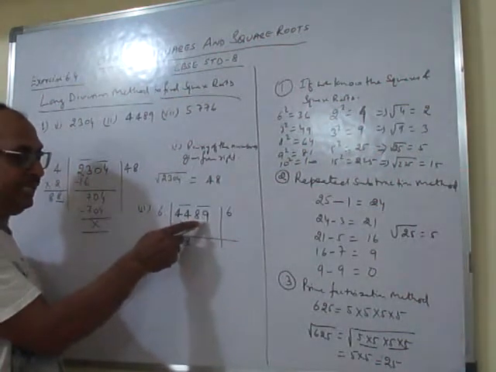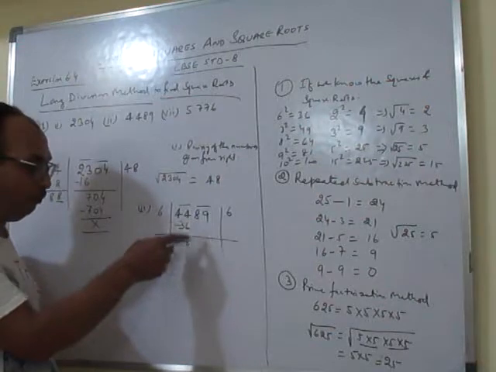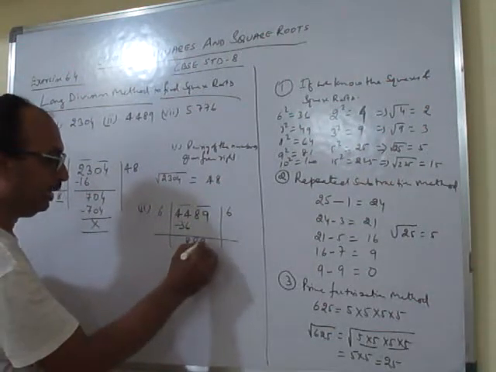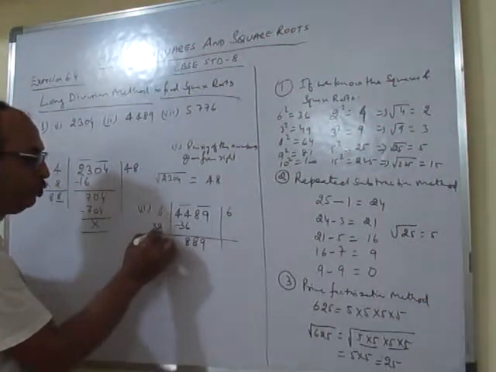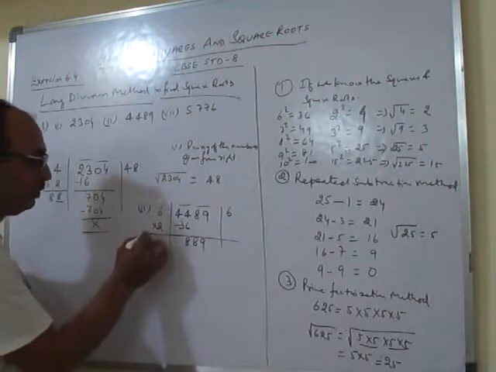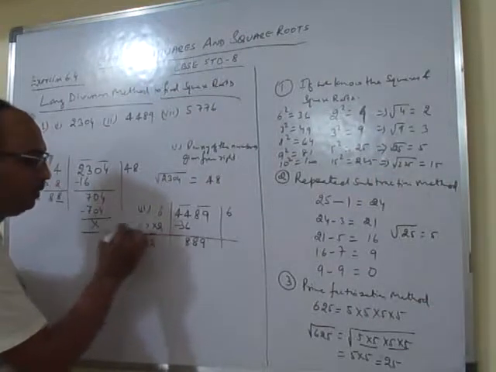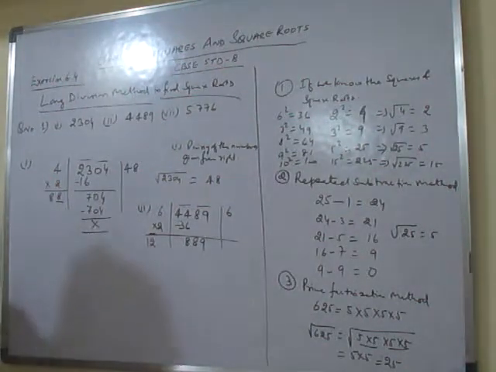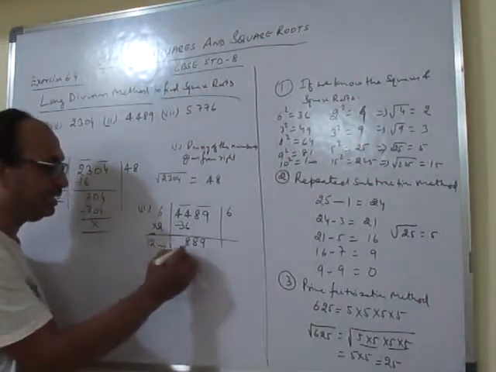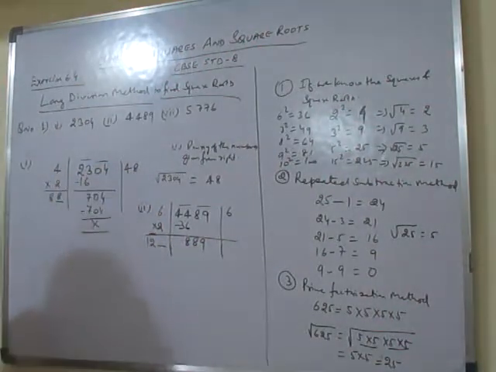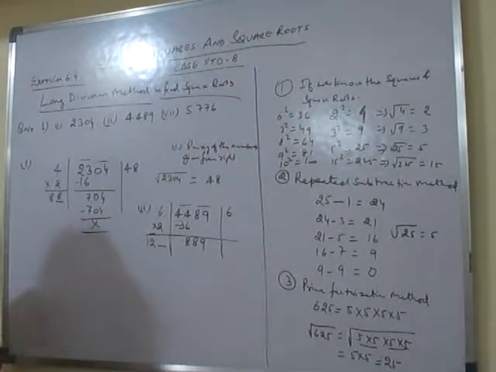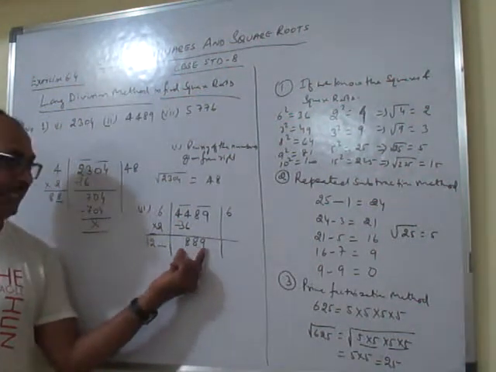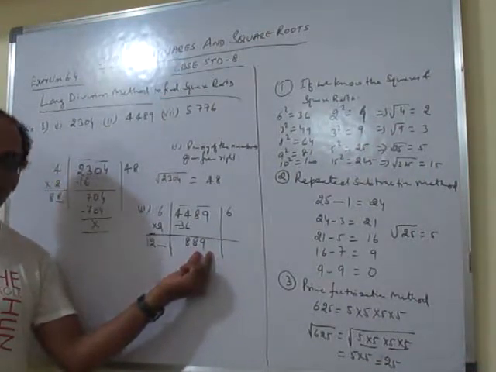Second rule: this 89 which we have here will come down, so it will become 889. Now this 6 we have to multiply with 2, we have to double it. So when we double it, it becomes 12. Now again we have to think which digit we are going to place here, and that same digit will come here. The multiplication of both should give 9 because here 9 is the last digit.